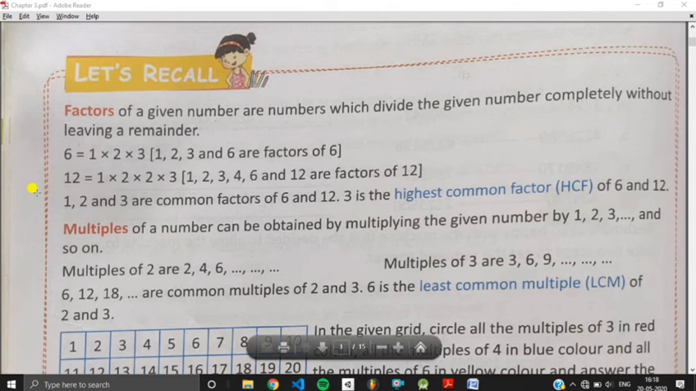Earlier we saw factors, and multiples are the opposite of factors. Whenever you have common multiples, the first number among them is considered the LCM of the given numbers. 6 is considered the LCM of 2 and 3. And 6, 12, 18 and so on are considered common multiples of 2 and 3. Common multiples of 2 and 3 means all these numbers occur in the table of 2 also and in the table of 3 also. This way factors and multiples have a relation.